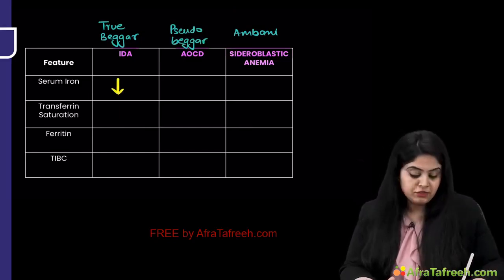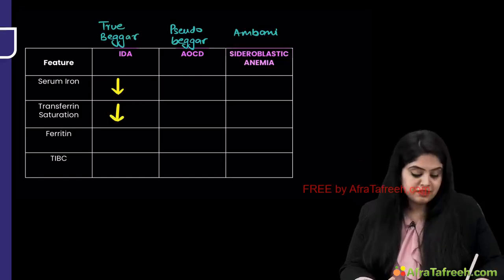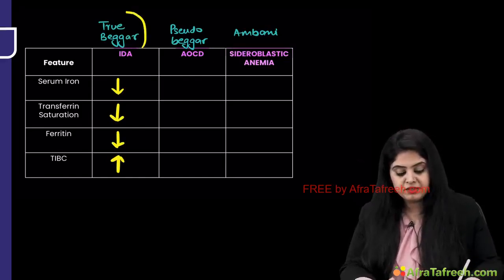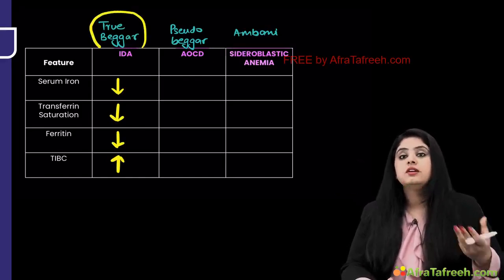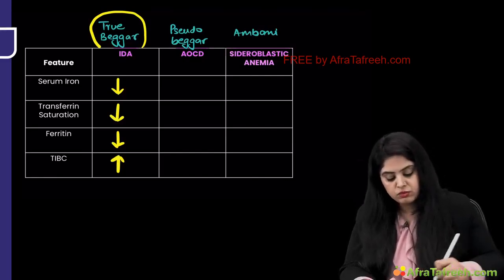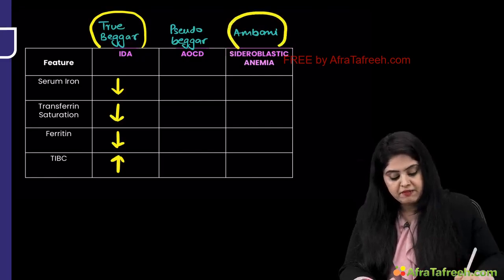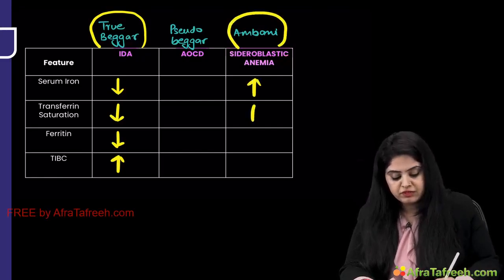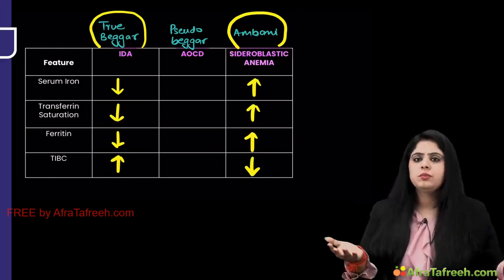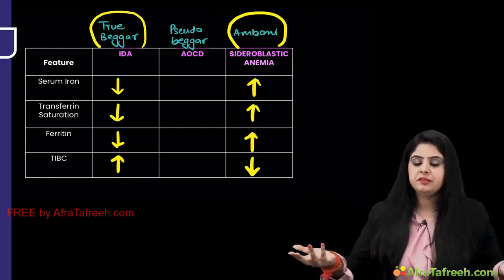So what do I mean when I say iron deficiency anemia? Iron is less, transferrin saturation is less, ferritin is also less, and TIBC is high, the capacity is high. So this was the real beggar, where everything was less and the hunger was more. Whereas when I go to the Ambani of the family, everything is more, iron is more, transferrin saturation is more, ferritin is more, therefore the hunger is less. So both are opposite, one is deficient, one is overload, simple.